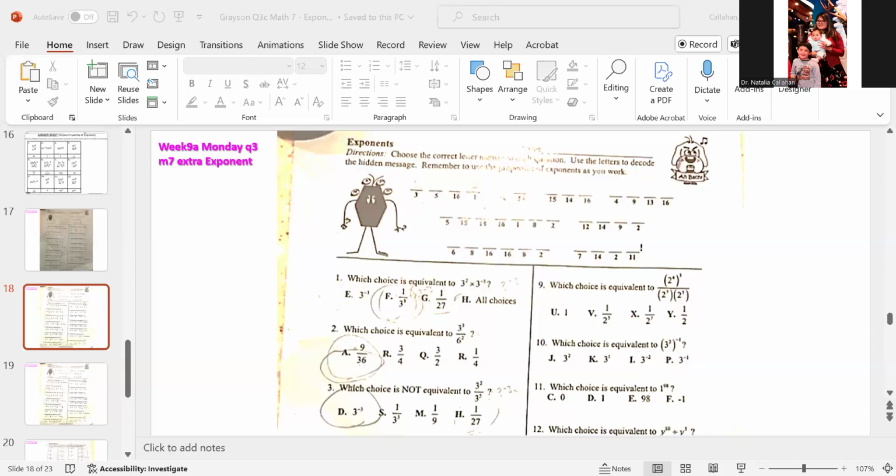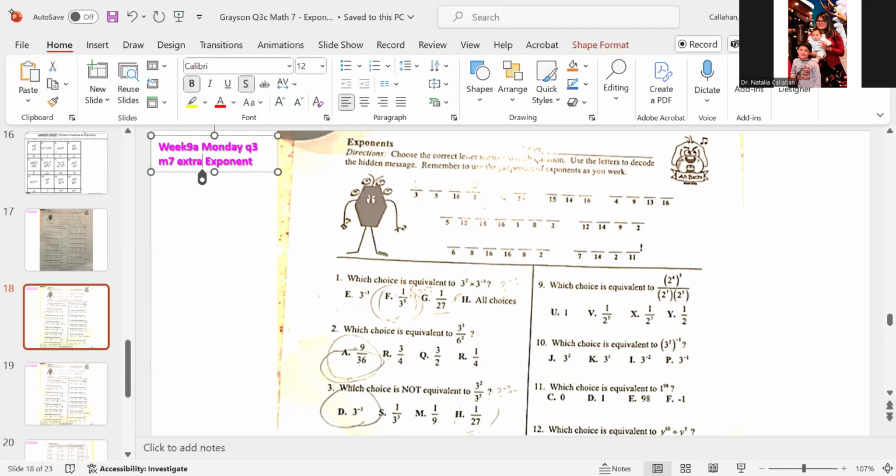Okay, so this is week 9, Monday, quarter 3, math 7. It's going to be on exponents.